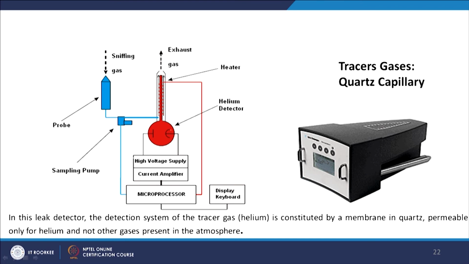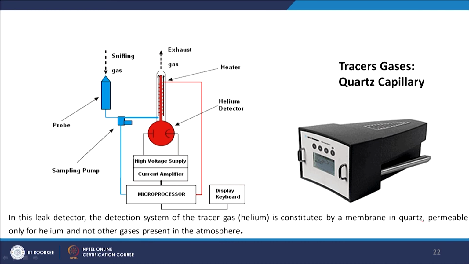And then there is a helium detector. There is a heater inside the system, and whatever gas is emitted from here exhausts through there. In this leak detector, the detection system of the tracer gas helium is constituted by a membrane in quartz, permeable only to helium and not to other gases present in the atmosphere.